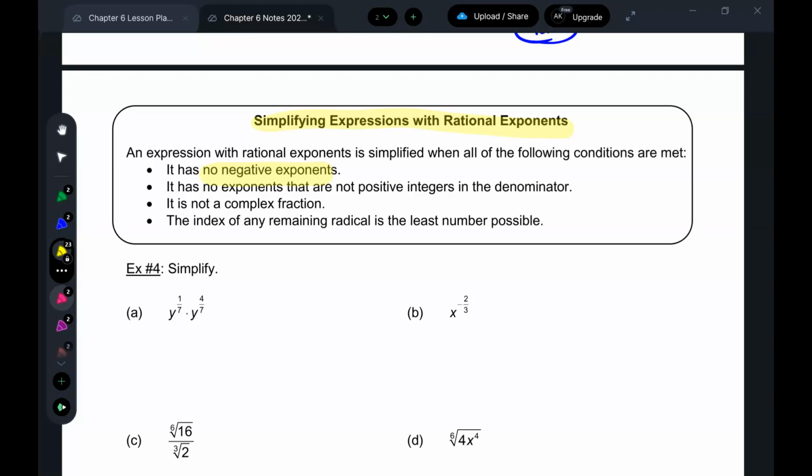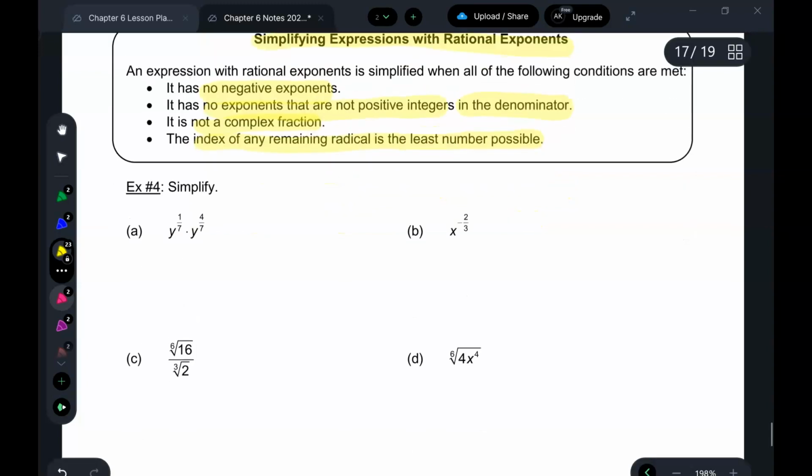Good? Okay, you need to make sure that there are no exponents that are not positive integers in the denominator. So in other words, you can't have a fraction in the denominator, okay? What's a complex fraction? That's like a fraction within a fraction. So we can't have that. And the index of any remaining radical is the least number possible. I'll explain that. That's kind of confusing in words.